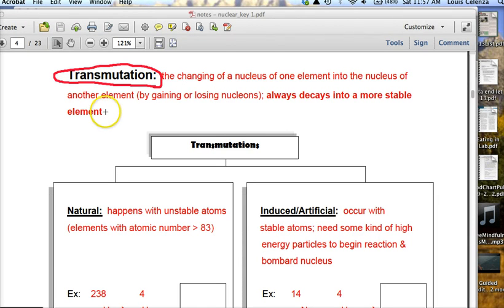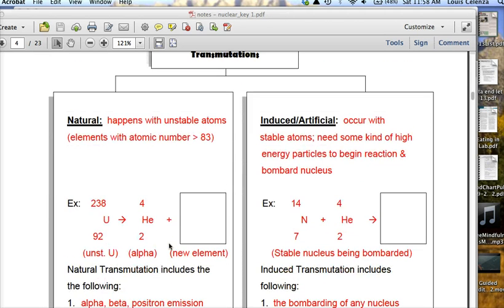And this can be accomplished in two ways. It happens naturally in nature, but it can also be done in a laboratory, which would be called artificial transmutation. So here is a couple of examples of what we're talking about here. So let's first take a look at natural transmutation. Here's an example of it here.